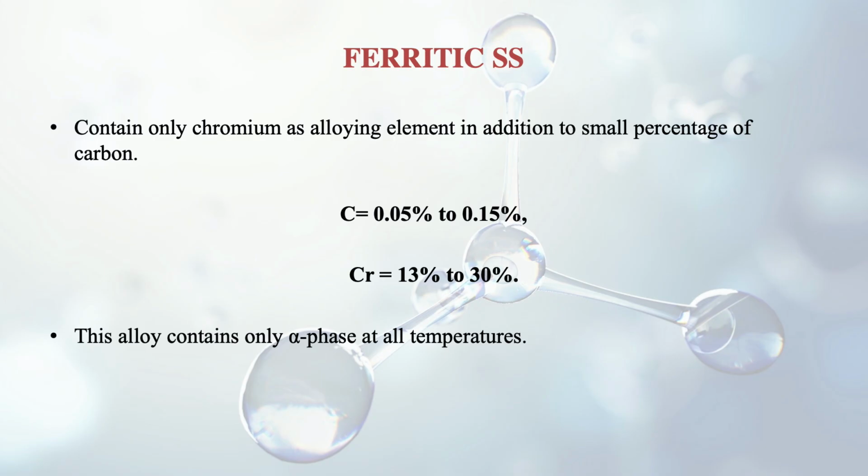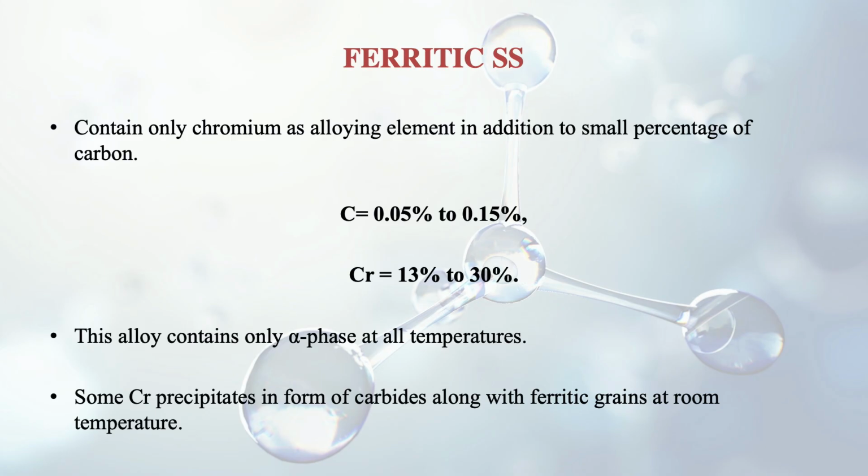So when we are talking about ferritic, we know that it is softer in nature, so it has to be in the alpha phase. It contains only alpha phase at all temperatures. Some chromium precipitates in form of carbides along with ferritic grains at room temperature. So it also contains some chromium precipitates which are in the form of carbides, and these are like a kind of a mixture with ferritic grains, and they are at room temperature.